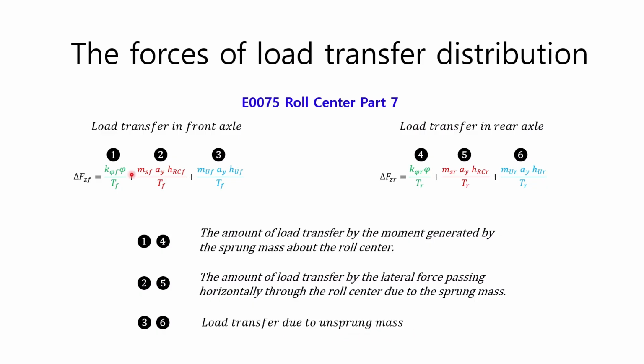The load transfer elements relevant to this video are elements 1 and 4, which are the load transfer due to the moment generated by the sprung mass about the wheel roll center. These load transfers of the front and rear axles depend on the ratio of the stiffness K phi F of the front axle suspension and the stiffness K phi R of the rear axle suspension.